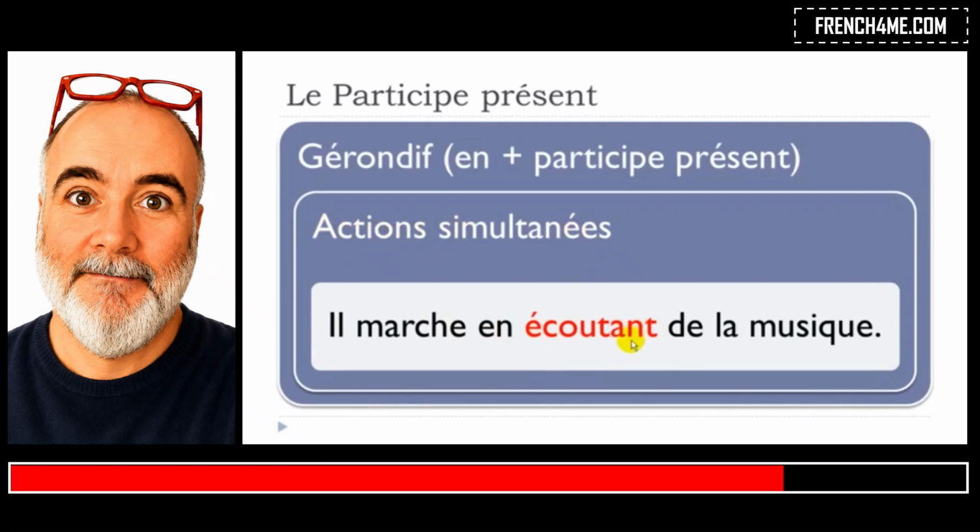Écouter is to listen, so il marche, he's walking, and he's listening to some music, so il écoute de la musique. In that case you use en écoutant, because you want to express the fact that it's happening at the same time. Il marche en écoutant de la musique. Alright, so that's the first use of this gérondif form.